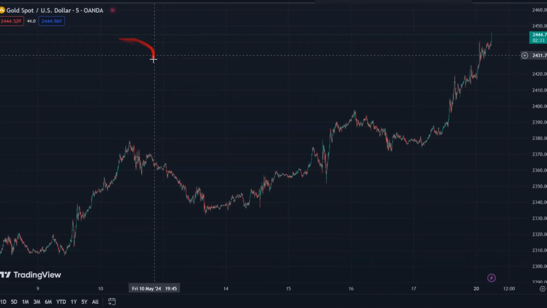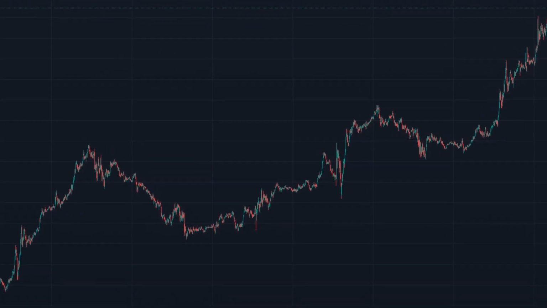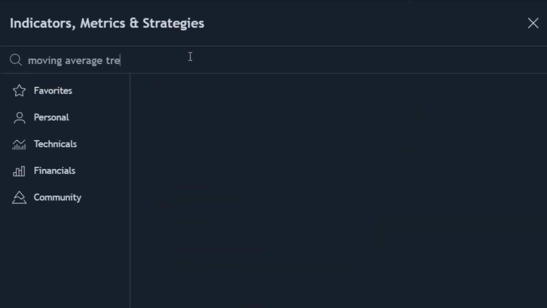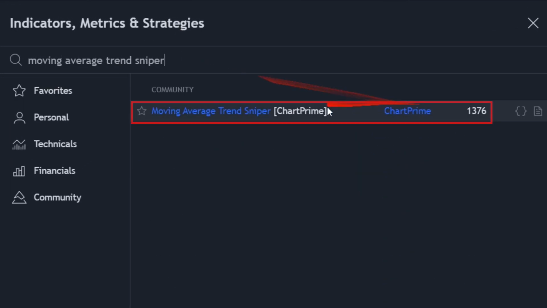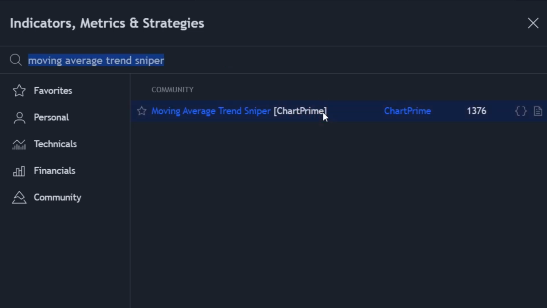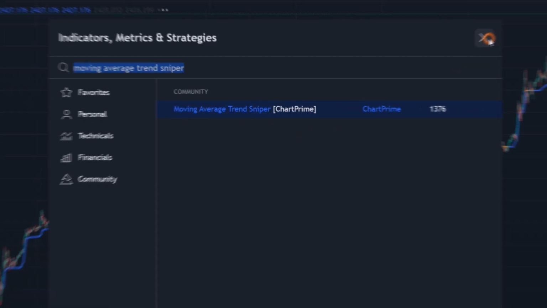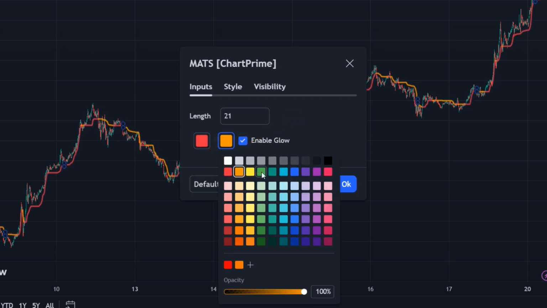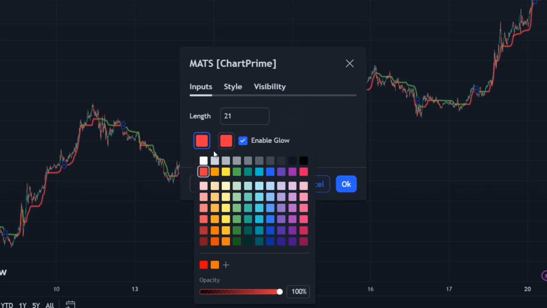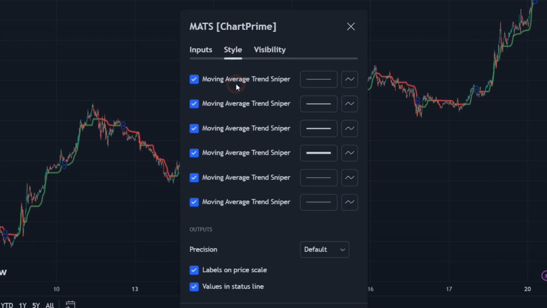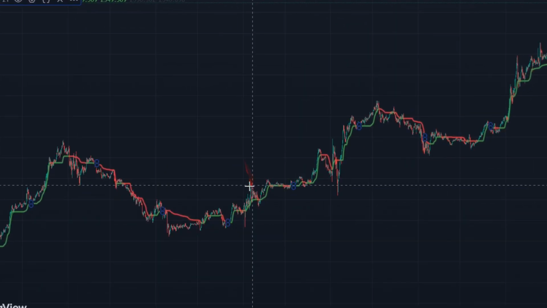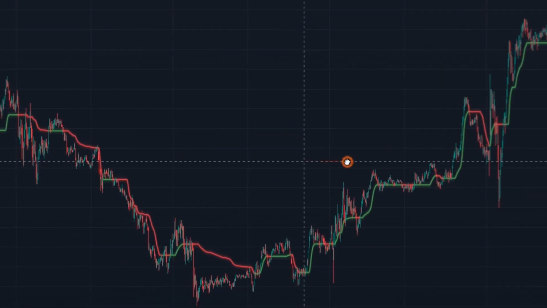The main thing is to add the first indicator of the strategy to our chart. For this, we go to the Indicator tab and search for Moving Average Trend Sniper. Once found, click on it to add it to the chart. Then we need to go to the settings of this indicator and make the changes we want. Now that we have completed the changes to this indicator, I'll explain how to use it.